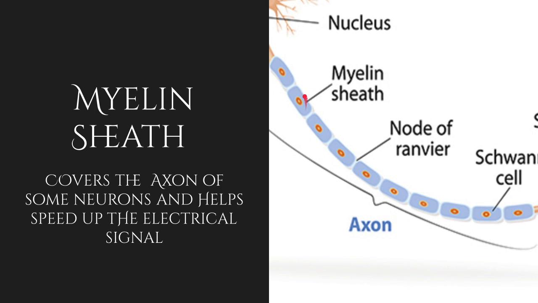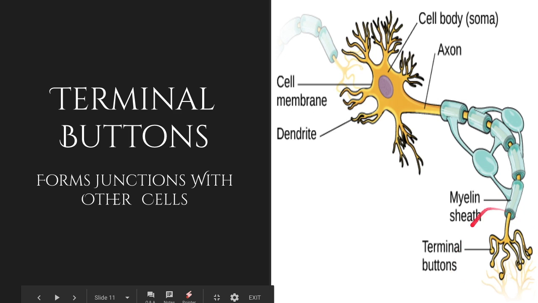The myelin sheath is a greatly extended and modified plasma membrane surrounding the nerve's axon. The sheath is responsible for the protection of axons and helps speed up the electrical signal. If the myelin sheath is not damaged, the signals will be sent and received quicker. Terminal buttons are small knobs at the end of the axon. They are responsible for releasing neurotransmitters and they form the presynaptic neuron of the synapse. In essence, they form junctions with other cells.